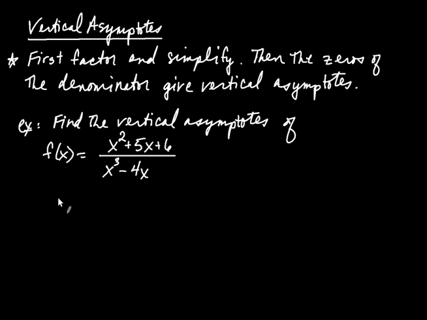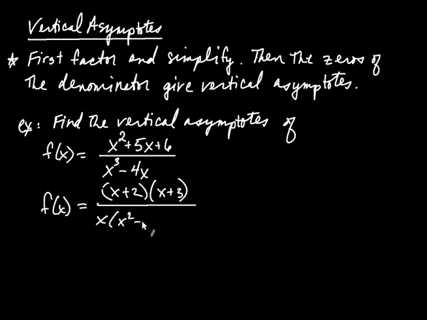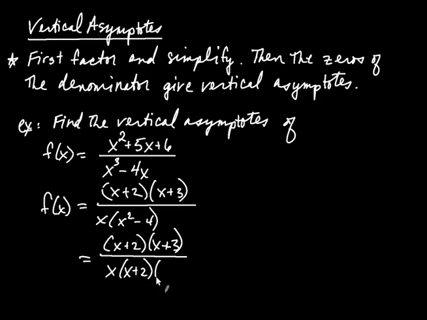Okay, first we factor and simplify. So we have f of x is equal to, factoring, we get x plus 2 times x plus 3 divided by, well, let's see, it's going to be x times x squared minus 4. And we can factor that farther, right? It's x plus 2 times x plus 3. And the denominator is going to be, well, it's a difference of squares, x times x plus 2 times x minus 2. And now we can cancel. The x plus 2's cancel, and we have this. X plus 3 divided by x times x minus 2.